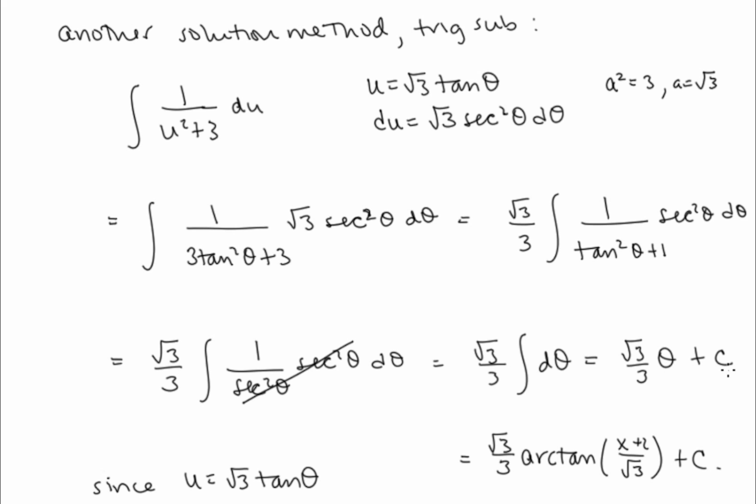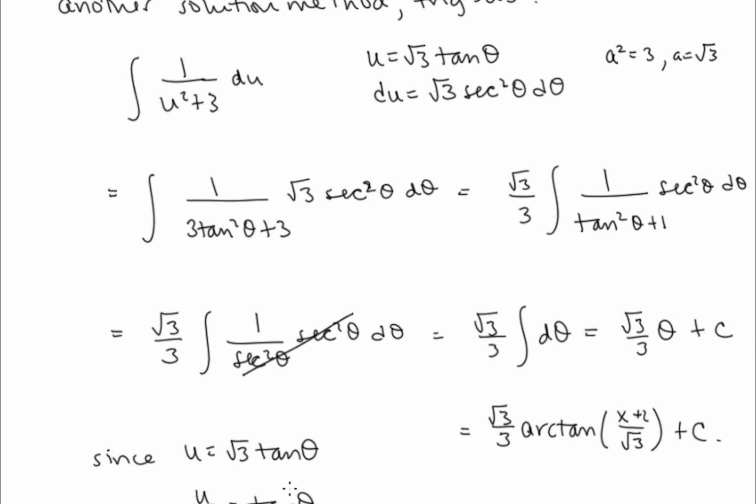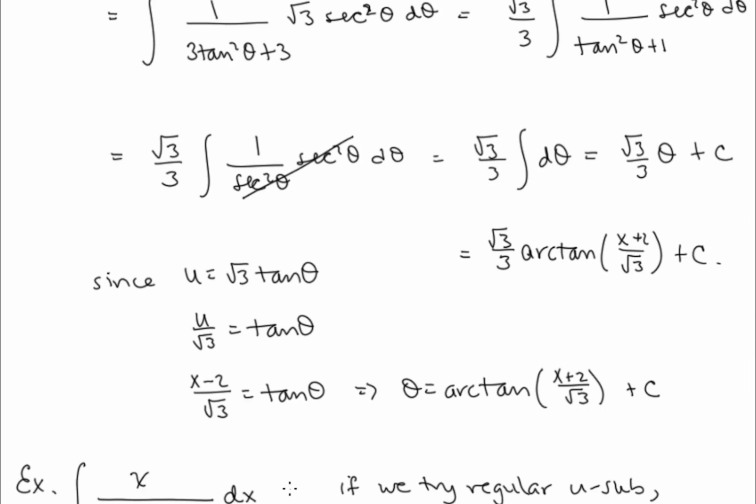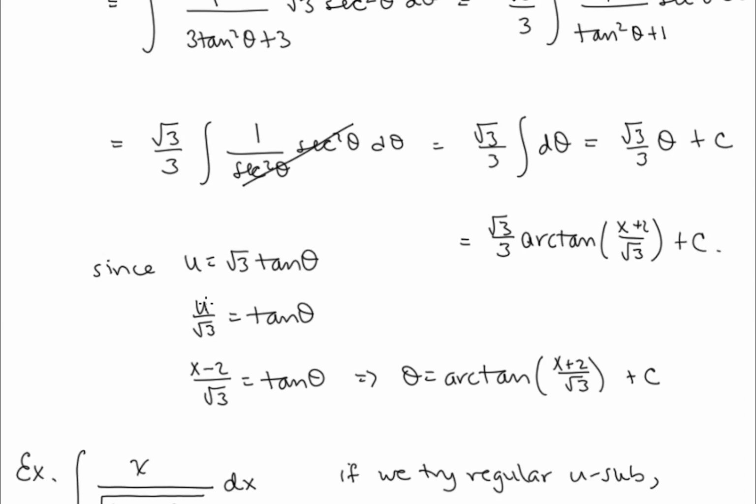Now what's theta? We know that u is equal to radical 3 tan theta. So that says u over radical 3 is tan theta. And we know u is equal to x plus 2. And so we have x plus 2 over radical 3 is equal to tan theta. And so theta is arctan of x plus 2 over radical 3. And so we plug that in here, and that's our solution, the same solution we had before.